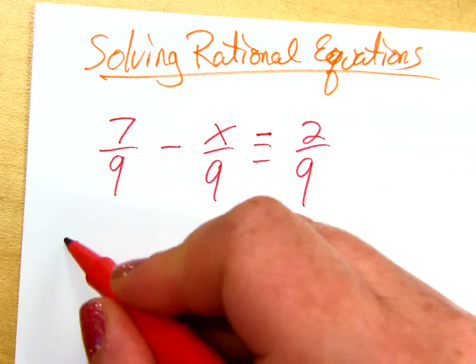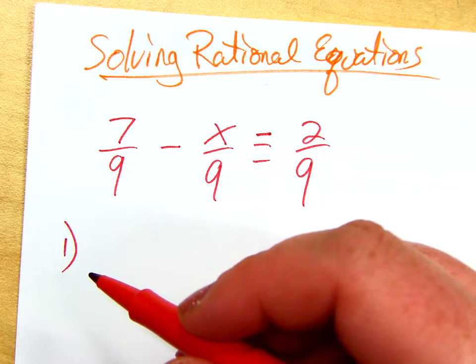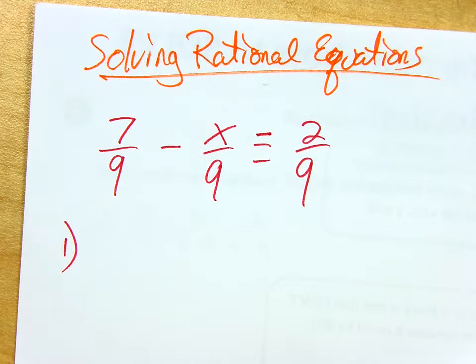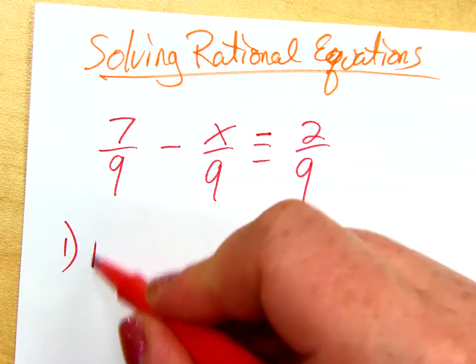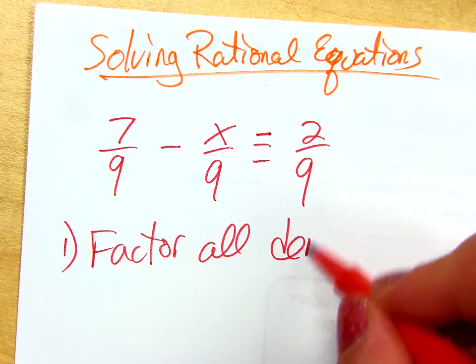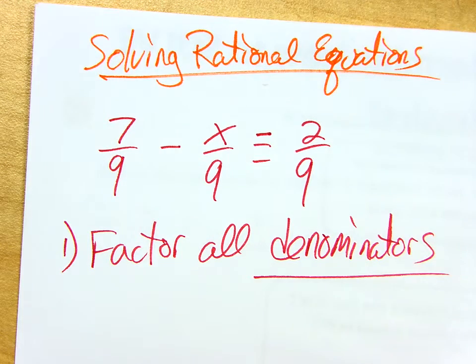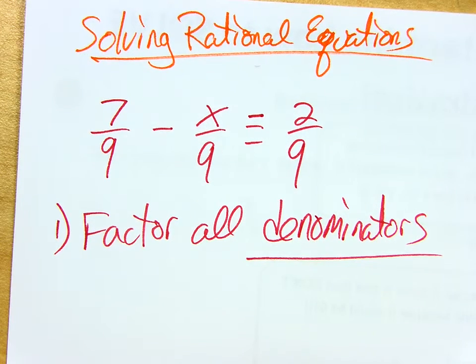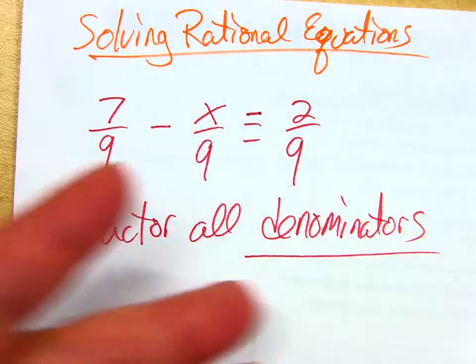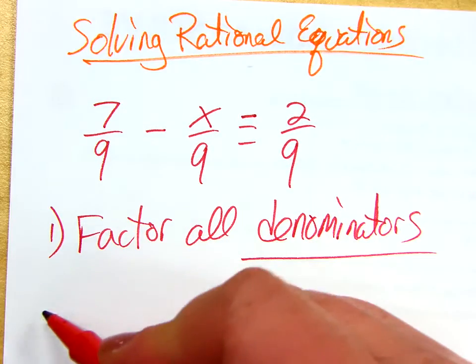So, step 1, in order to get everybody to have a common denominator, I again want to factor first so then I can see what I need to make happen. So step 1, I'm still going to have it as factor all denominators, and denominators only. Obviously, in my example, there wasn't any to factor, but there will be. Okay? So we factor all denominators.